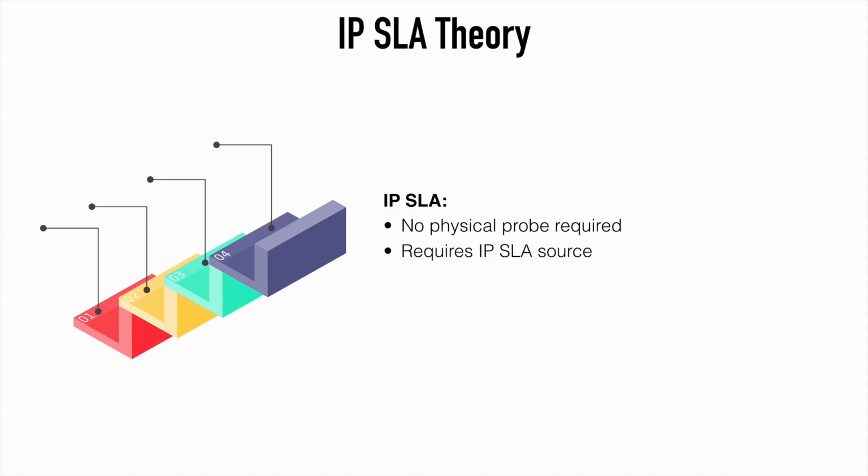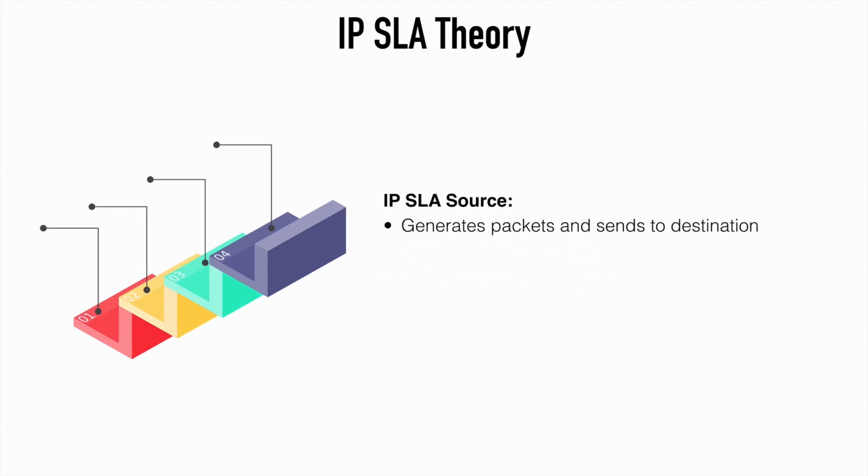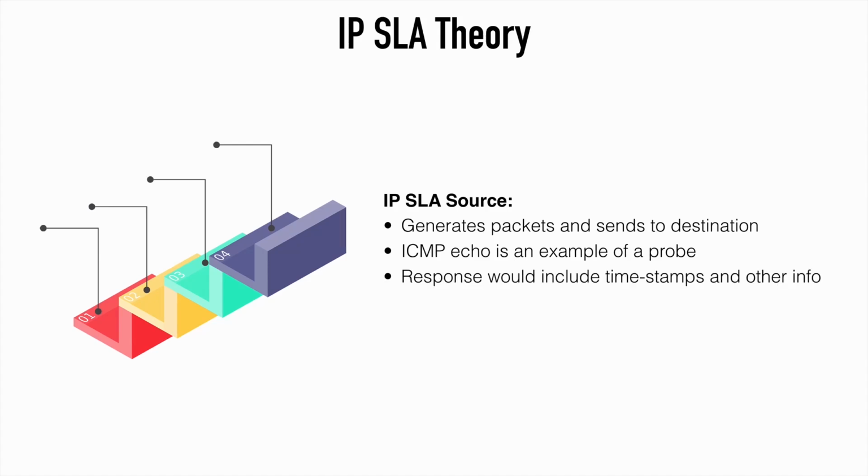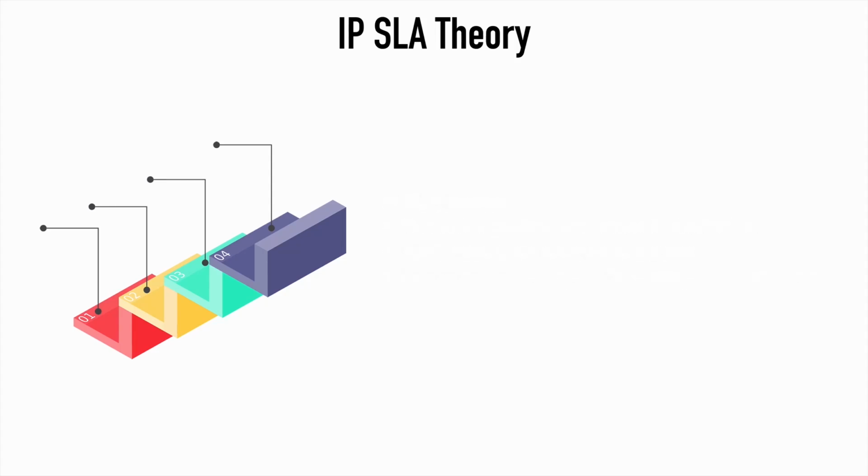Configuring IP SLA requires an IP SLA source and optionally an IP SLA responder. The IP SLA source will generate packets and send those to a destination device somewhere else on the network. This can be as simple as an ICMP echo used to continuously test reachability of a remote device. The response from the remote device would have timestamp information that would allow the IP SLA source to make calculations around certain network metrics that would be of interest to us.